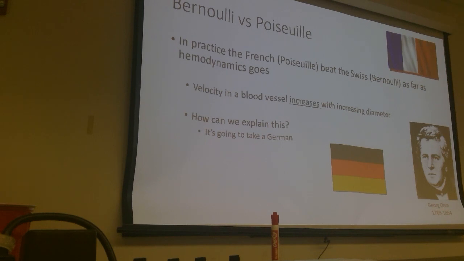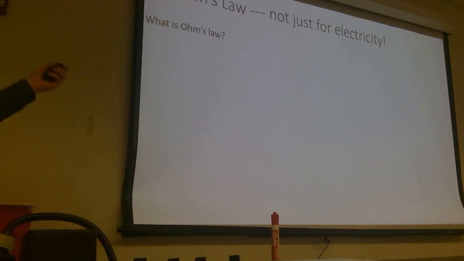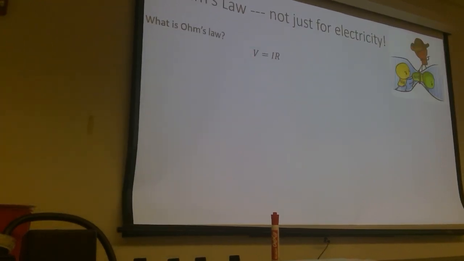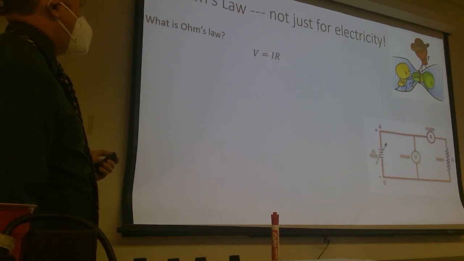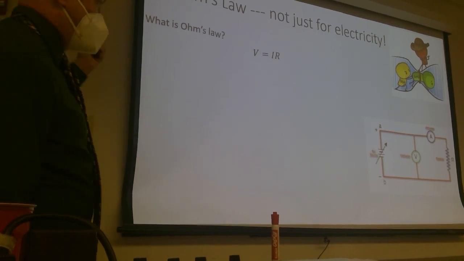Ohm's law. Good. What is Ohm's law? Something with resistance. V equals IR. V is voltage. I is current. R is resistance. And again, I have no idea why they chose I for current, just like I don't know why they chose Q for flow, but here we are.